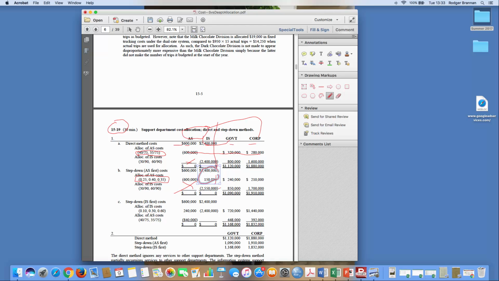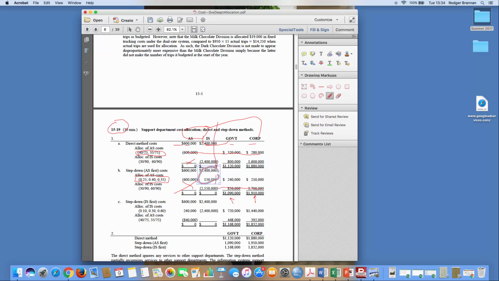And just like I did under the direct method, I take those directly across to the two productive departments. And so the total amount of allocated costs from the service departments under this method, where I choose to allocate administrative services first, would be the 1,090,000 and the 1,910,000. Slightly different, but not hugely different.